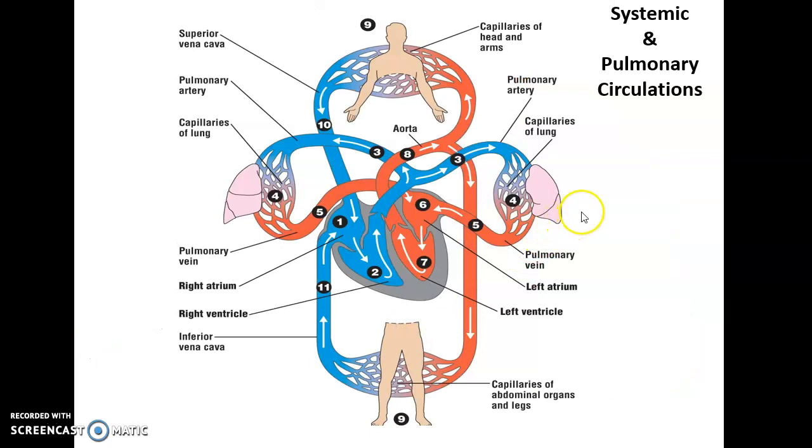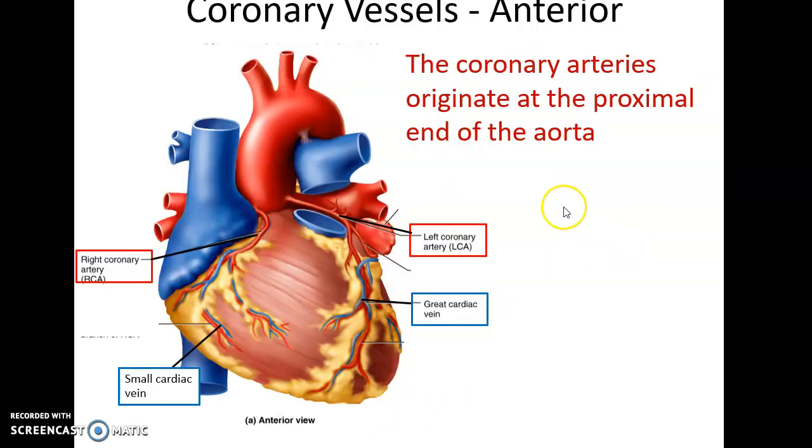Systemic and pulmonary circulation. Systemic circulation is carrying blood throughout the entire body. Pulmonary circulation is carrying it to the lungs, so carrying deoxygenated blood to the lungs to get oxygenated and returned to the heart. There's also coronary circulation. These are blood vessels carrying blood to the heart itself.